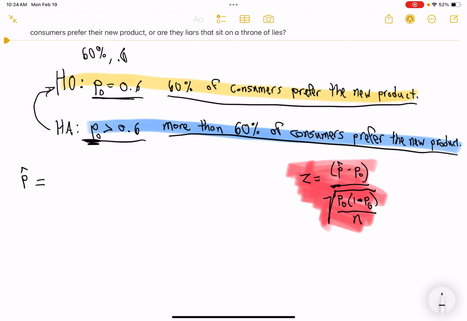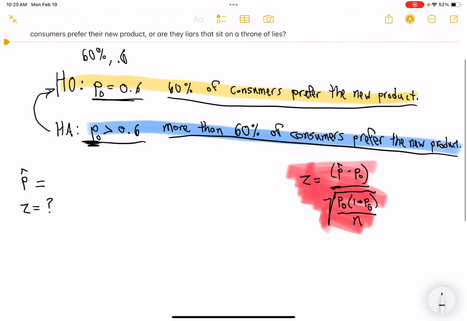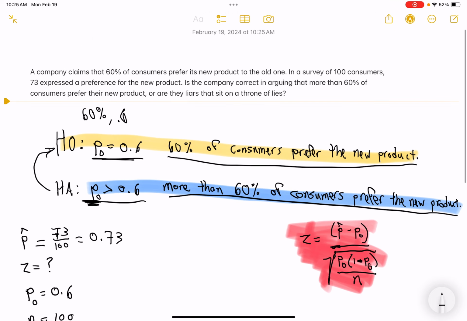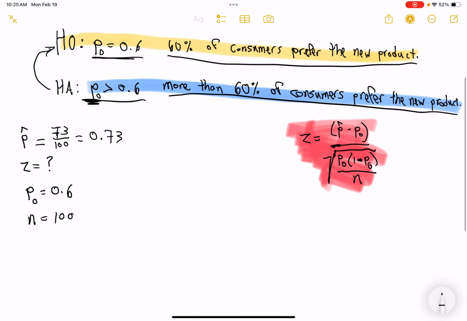We're actually solving for z, so I'm going to put z equals question mark under here, because that's what we're looking for. We're looking for a z-score. Our p hat will be 73 over 100, because 73 out of the 100 people surveyed preferred the new product, and we write that as a decimal, 0.73. We have our null proportion, p null, which is 0.6, as we know from our hypotheses. And the last part is n, our sample size, which is 100, because that's how many people were sampled. Now we have all the variables set up.